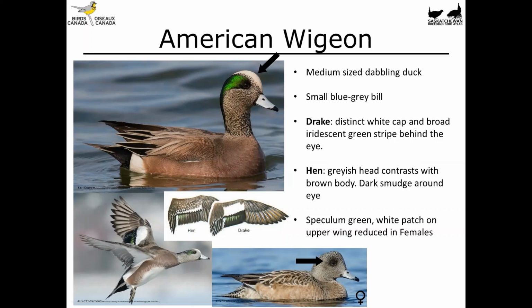The hen has a grayish head, which contrasts with the brown body, and they have a dark smudge around the eye. There's a green speculum with a white patch on the upper wing, which is reduced in the females.